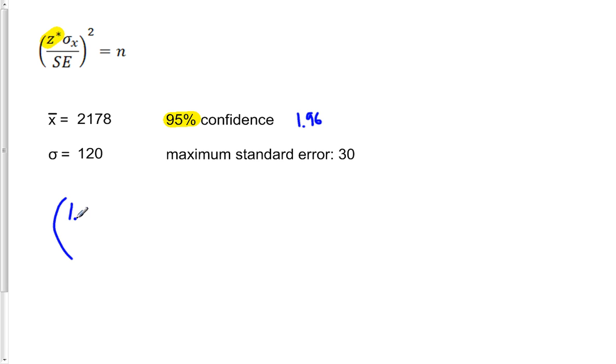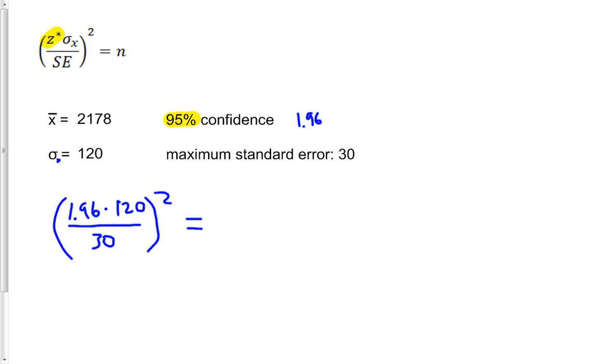We have 1.96 times our standard deviation. That's referring to just the entire population, so that's sigma x here, times 120. And that's going to be over our maximum standard error, which is 30, we said. That's the maximum amount of error in either direction that we'll tolerate. Square that whole thing, and that's going to give us our sample size.